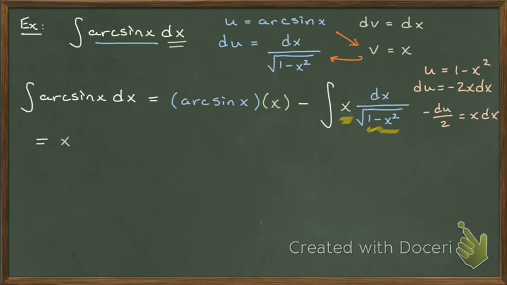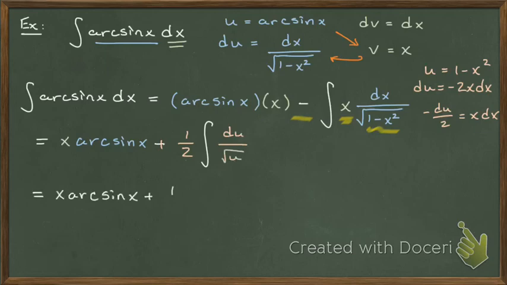Rewriting, I get x arcsine of x. And here, I'm plugging in a minus du over 2 for x dx. So that minus outside the front of my integral here is going to change to a plus. I get a 1/2 on the outside integral, and replacing all this, I already handled the minus 1/2. I'll have a du over square root of u.